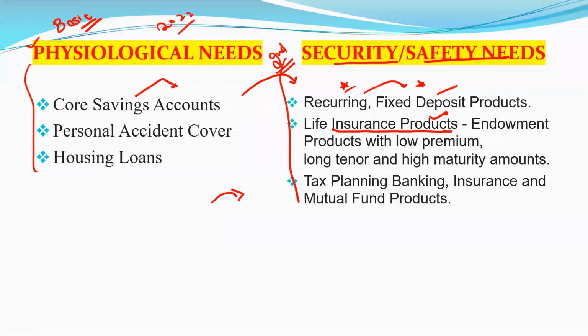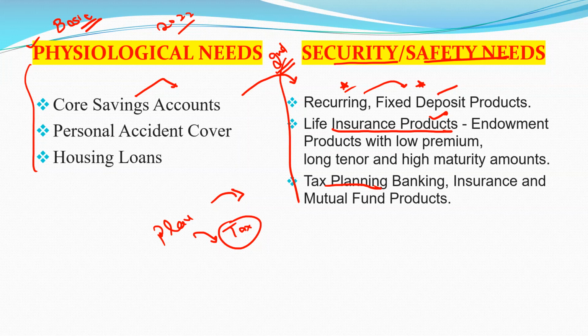Our next motive is tax planning. Basically we have to plan our income so that we have to pay less tax. Tax planning, banking, insurance, and mutual fund products come under the security or safety needs.